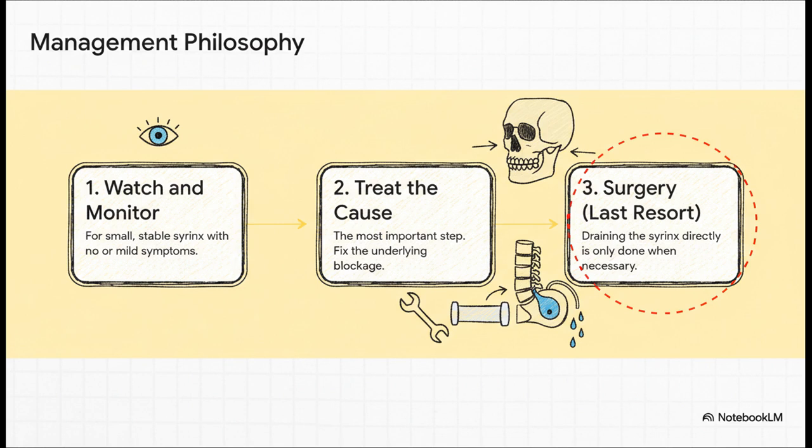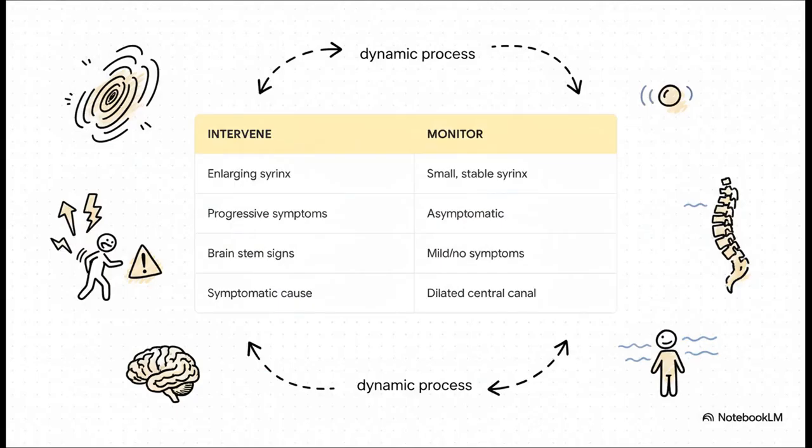Draining the syrinx directly with the shunt is really a last resort, because that procedure comes with its own set of risks down the line. And this table really sums up that whole decision-making process. Doctors are going to step in and intervene when things are actively getting worse. If the syrinx is growing or the symptoms are progressing, but they're going to monitor when things are stable. It's a really dynamic process that's tailored to each and every patient.